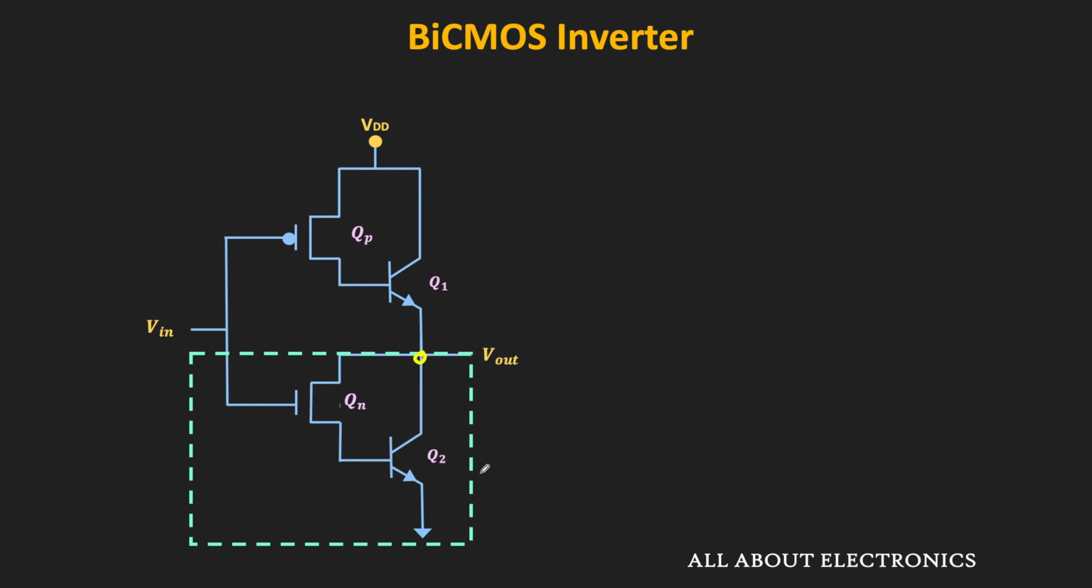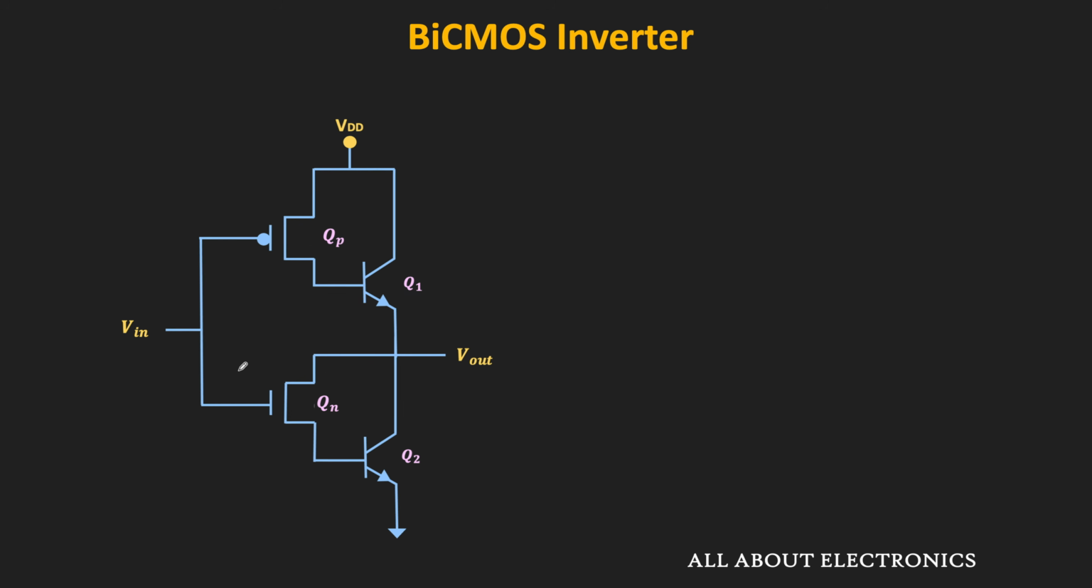So as you can see over here, these bipolar junction transistors are driving the output while the logic is implemented using the CMOS logic. Therefore, the power consumption of this logic will be low. And since the initial logic is also implemented using the CMOS logic, the input impedance of these gates will be higher. Now, let us understand the working of this BiCMOS inverter.